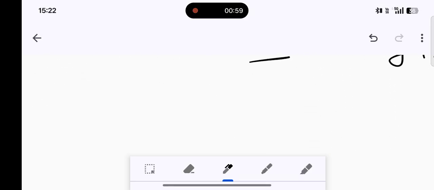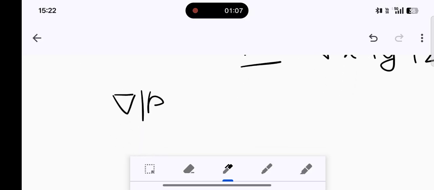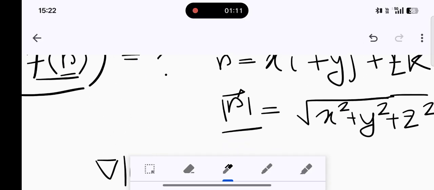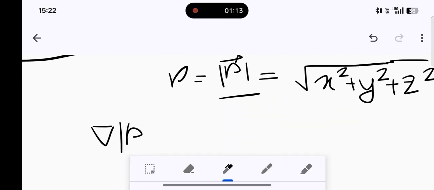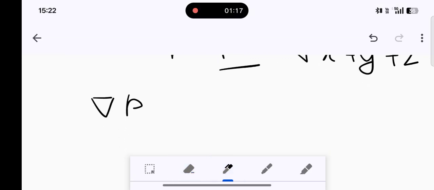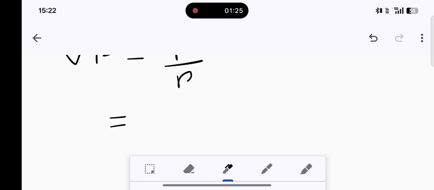We need to talk about del r first. Actually, we will talk about del of mod r, but I am just saying that mod of r is nothing but equal to r, so that complications will be ignored. So this will be equal to what? r vector divided by r. How? Let me prove it.